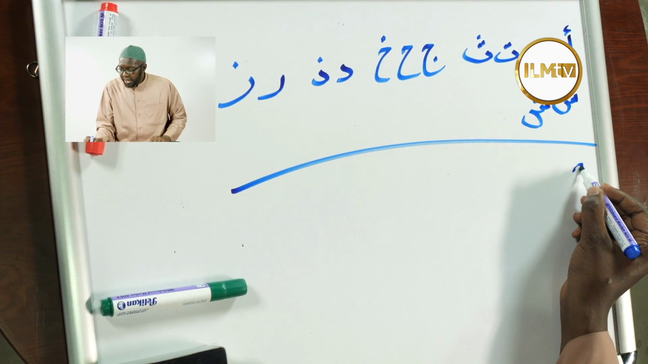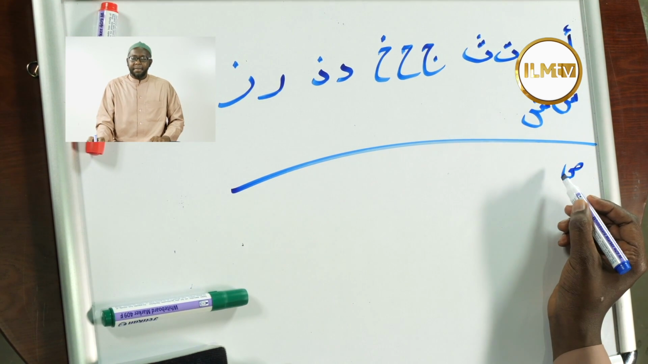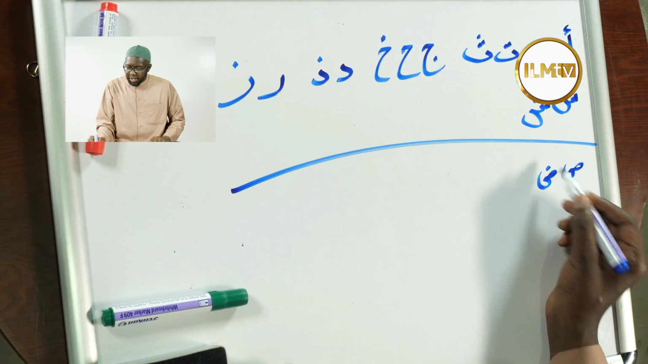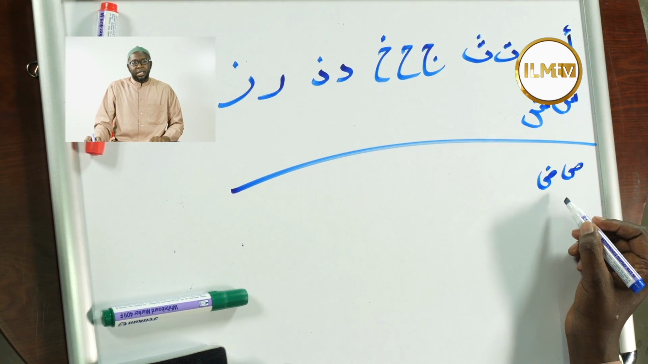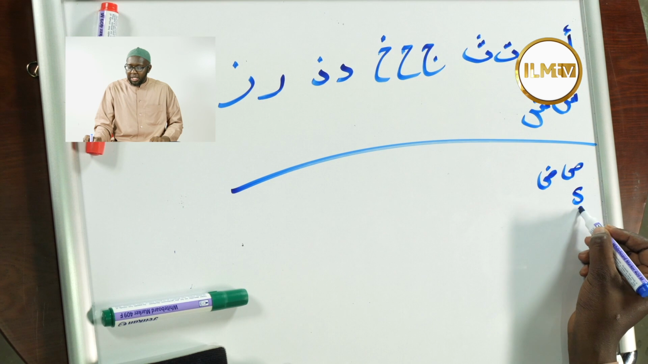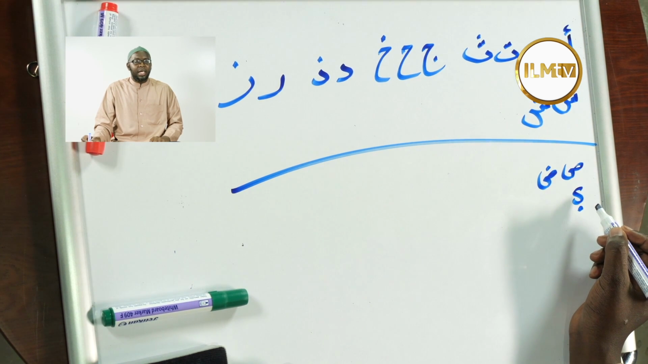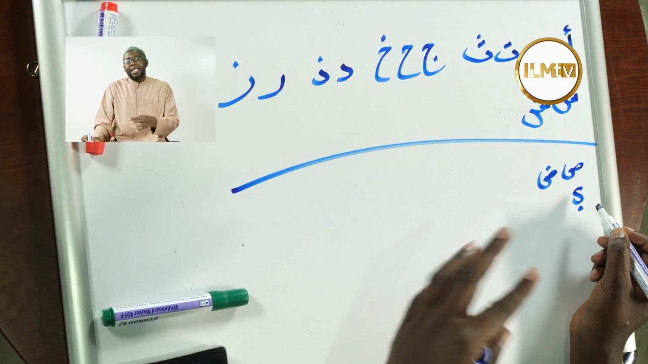So we have Sad, Dad. This Sad is an Arabic sound. See, it doesn't sound like the others. We have a ba, ta, tha.